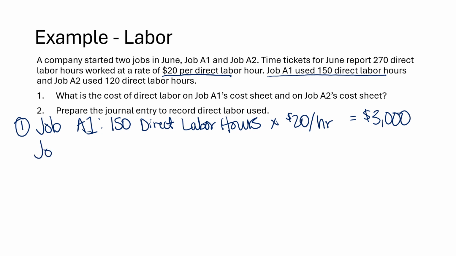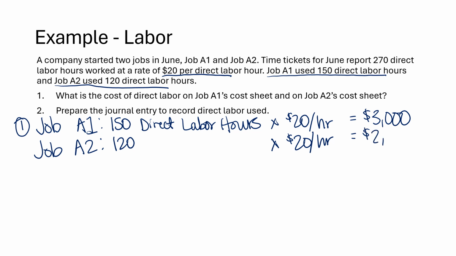And then for job A2, used 120 direct labor hours at a rate of $20 per hour. And that is $2,400. So the total amount of labor is $5,400. So then the second part of the problem is to prepare the journal entry to record direct labor used.